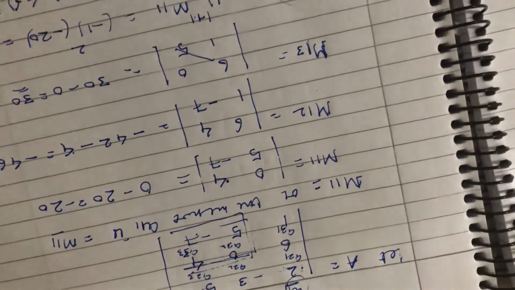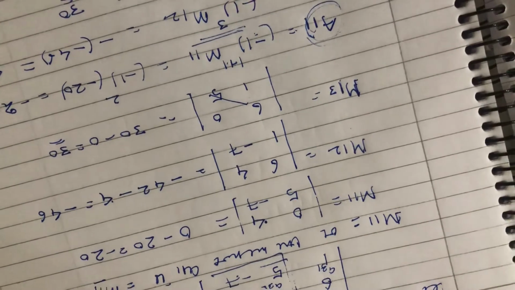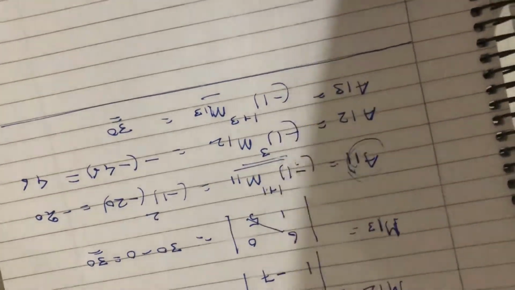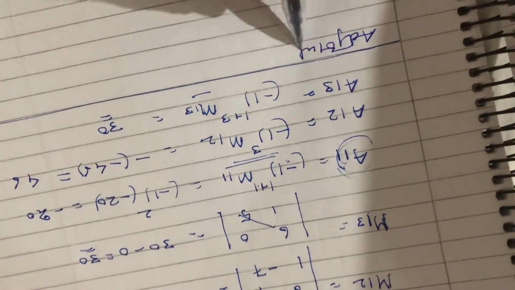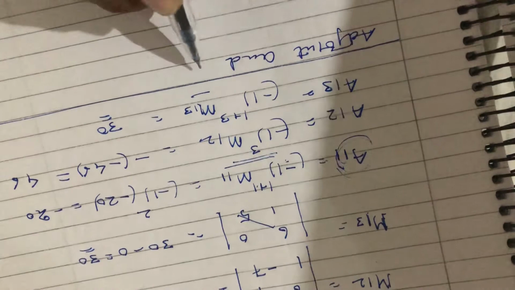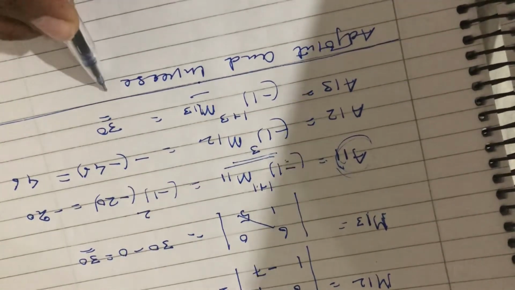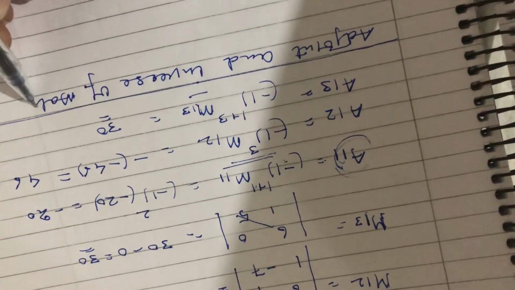Now after this we will discuss adjoint and inverse of a matrix.